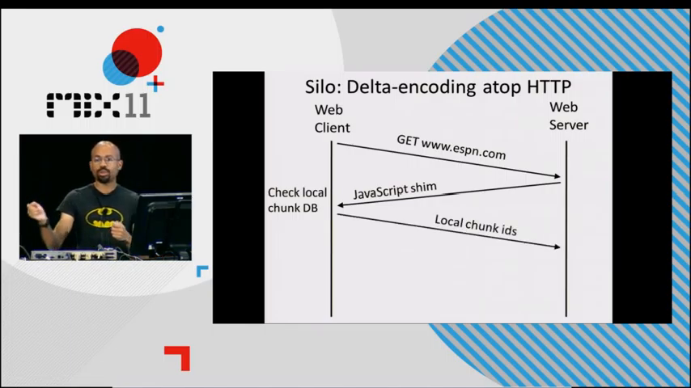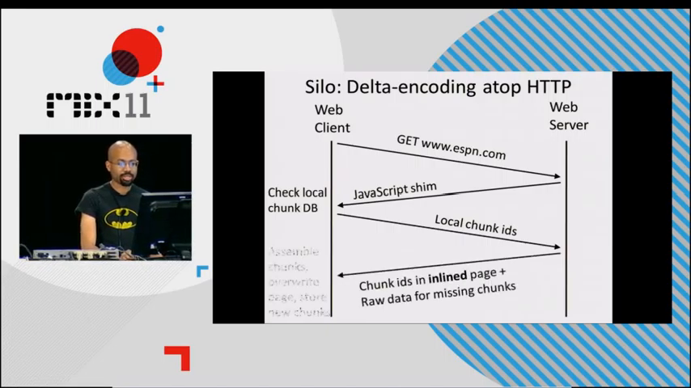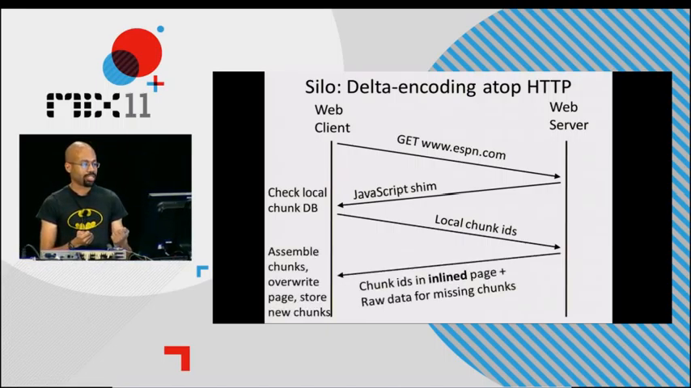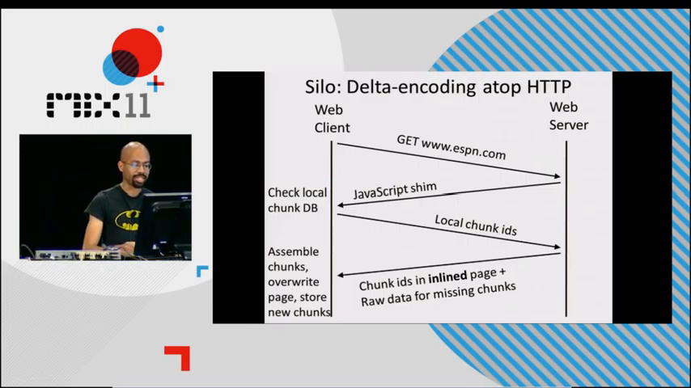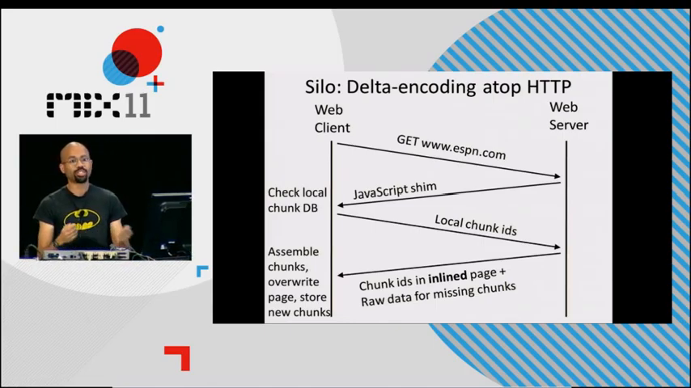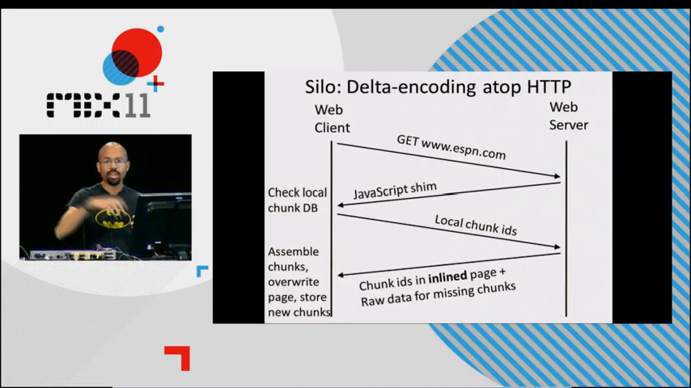So it's going to send those local chunk IDs to the web server, and then the web server is going to respond with the chunk IDs, or the raw data, in the inline page, right, with inline JavaScript, CSS, stuff like that. So it's going to send back those chunk IDs, and it's also going to say, hey, here's the raw data for the chunks that you don't have locally. And so what the web client's going to do in that JavaScript shim, it's going to assemble all the chunks, either the ones that were available locally or that came from the server.